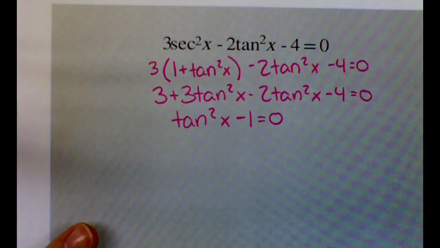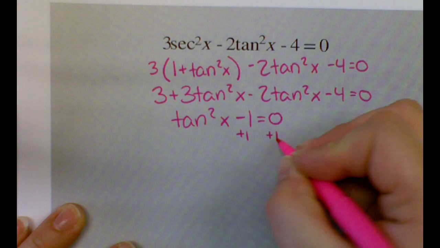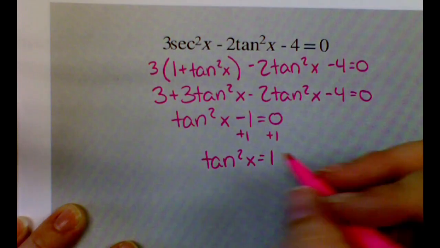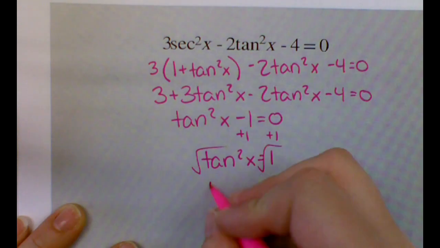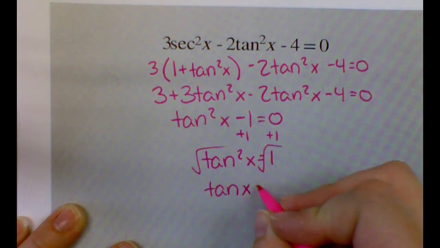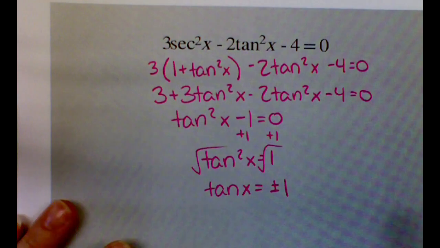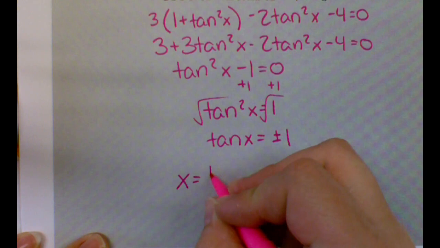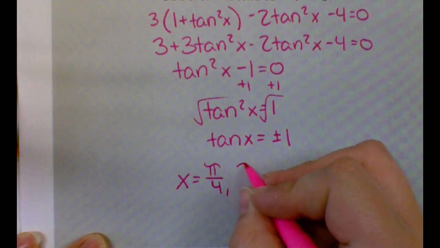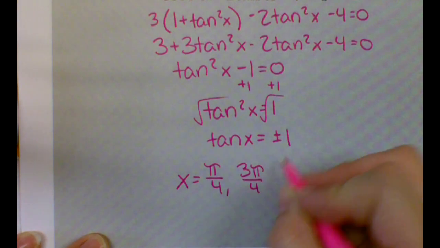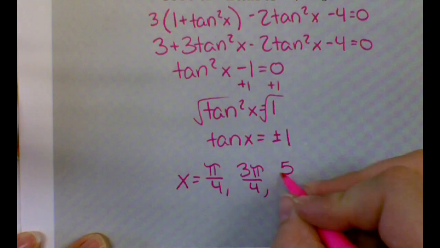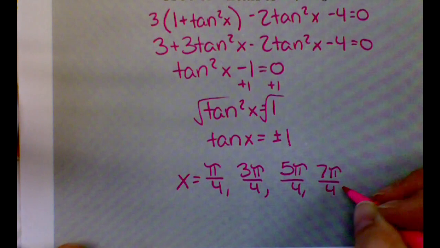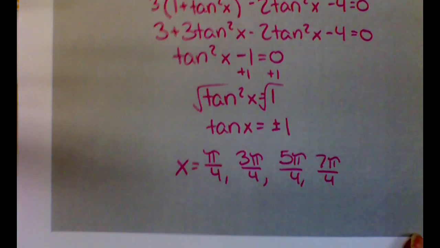All right, add that 1 over. I could factor this also, but I'd rather go this way. And then undo the square with a square root. So I get the tangent of x is positive or negative 1. So I'm looking for all solutions. So x equals pi over 4. 3 pi over 4 gives me a tangent of negative 1. 5 pi over 4. 7 pi over 4. On and on and on.